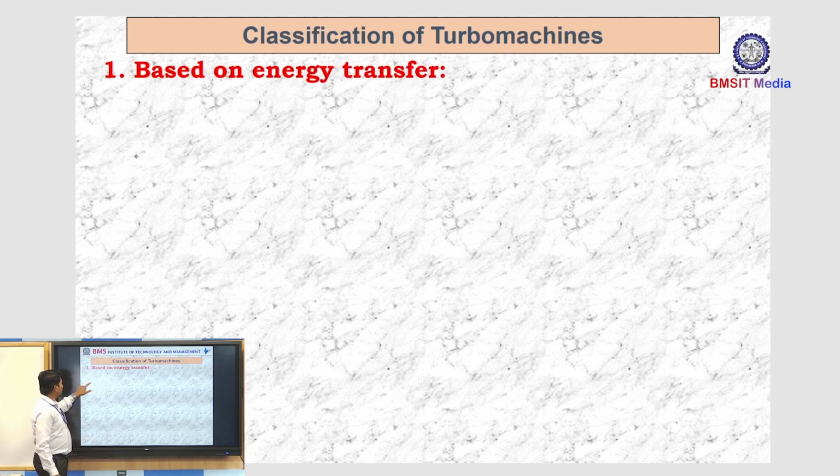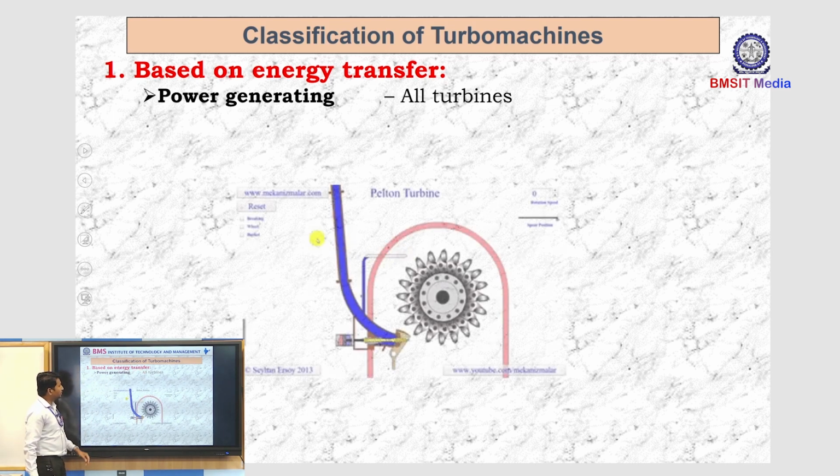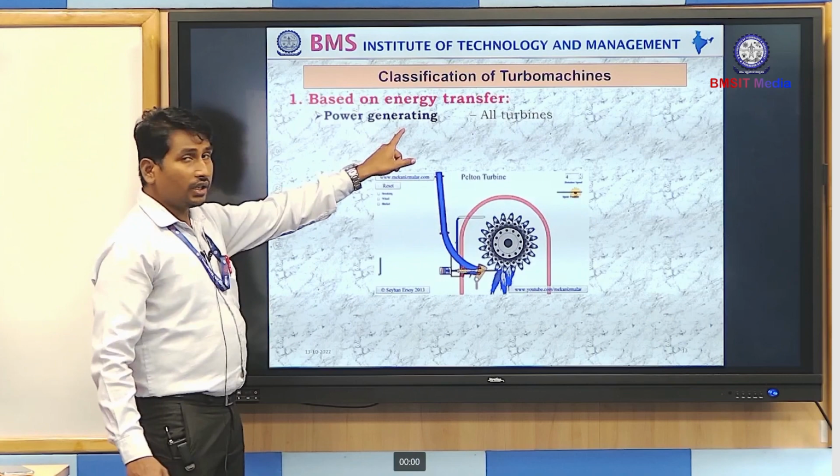Based on energy transfer, how is it classified? Power generating machines. What are the power generating machines? Power generating machines are the devices which generate electricity or power. All turbines I can put here. I have not named them here, simply I have given all turbines. That means it may be steam turbine, gas turbine, hydraulic turbine, windmill, everything will come into the picture here for power generating machines. So this slide shows you one example of a power generating machine.